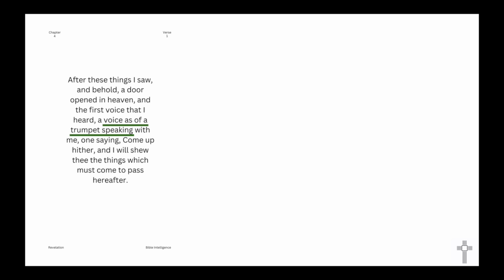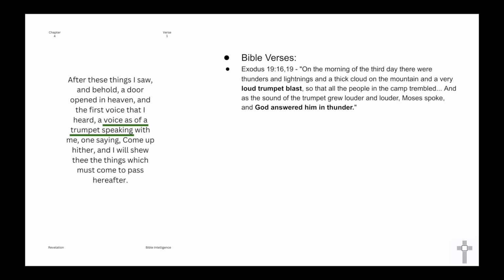Now, the next part is where we hear about a voice as of a trumpet speaking. There are a lot of Bible verses, so I had to make the fonts a little smaller, but we've got a part here in Exodus which says, "On the morning of the third day, there was thunder and lightning and a thick cloud on the mountain and a very loud trumpet blast, so that all the people in the camp trembled. And as the sound of the trumpet grew louder and louder, Moses spoke, and God answered him in thunder."